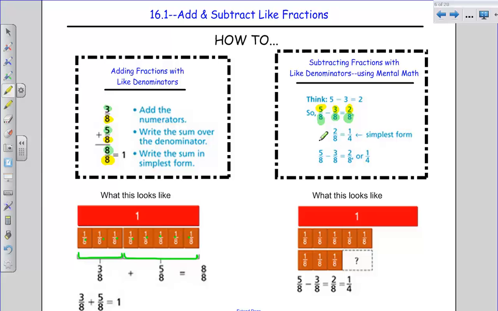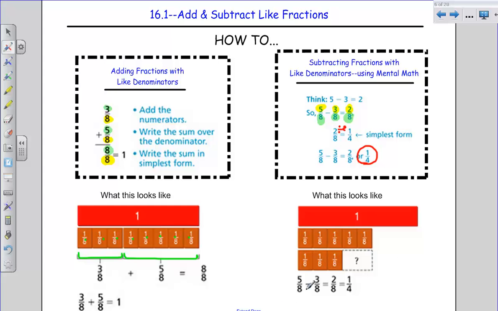Now, all I have to do is remember, how do I write in simplest form? Well, what's the greatest common factor between 2 and 8? Greatest common factor is 2. So I'm going to divide by 2 and I get 1. 8 divided by 2 is 4. So simplest form here is going to be 1/4.